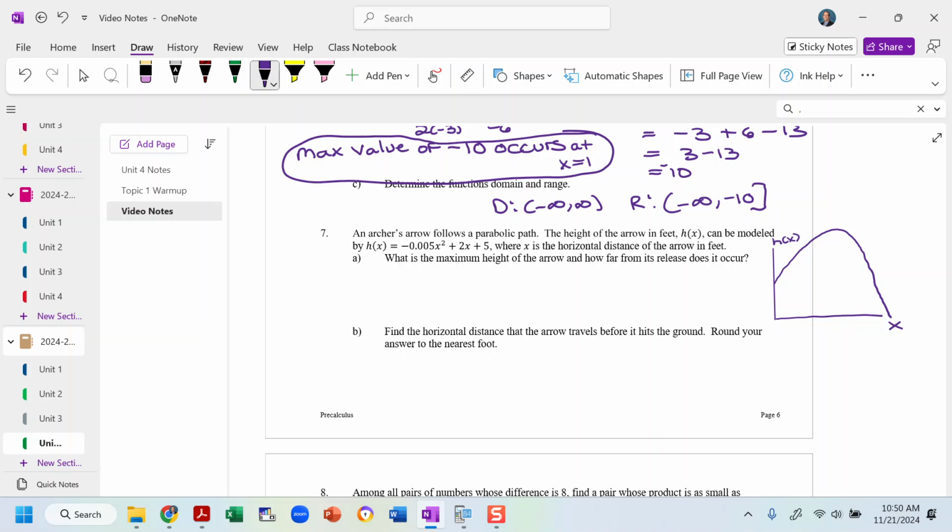So, what is the maximum height of the arrow? This is basically telling you find the vertex. So to find the vertex, you go x equals negative b over 2a. And when you put that in your calculator, you get 200. To find the y-coordinate of the vertex, you put that 200 into the function.